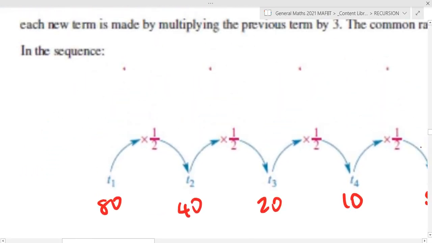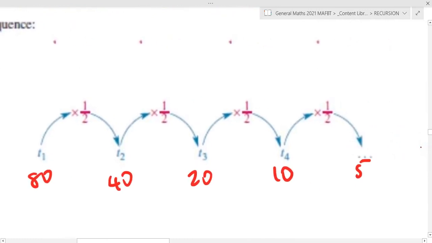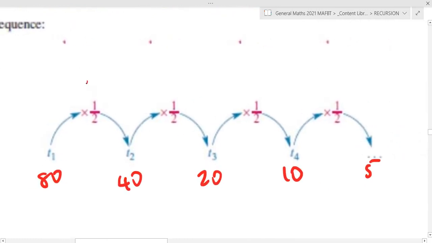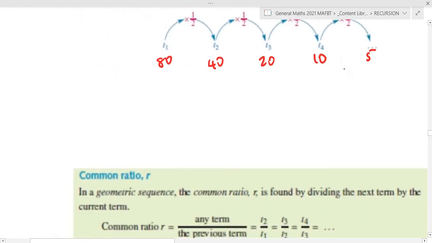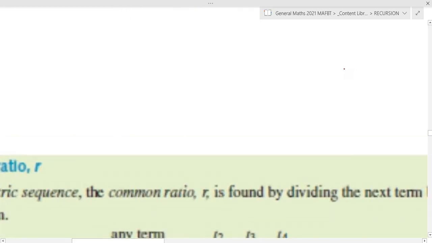Okay. And you can see how if you multiply with a number less than 1, so remember this, the ratio is 0.5, yeah? Half is the same as 0.5. Just keep that in mind. Okay, let's move on. So how do we calculate the common ratio?